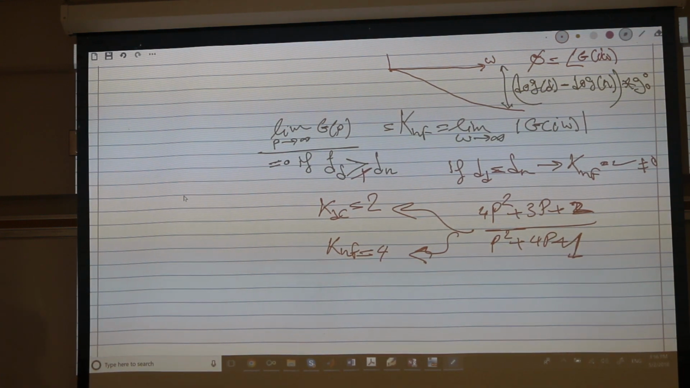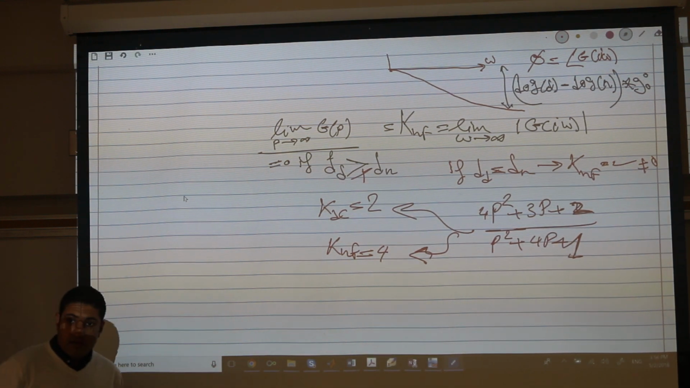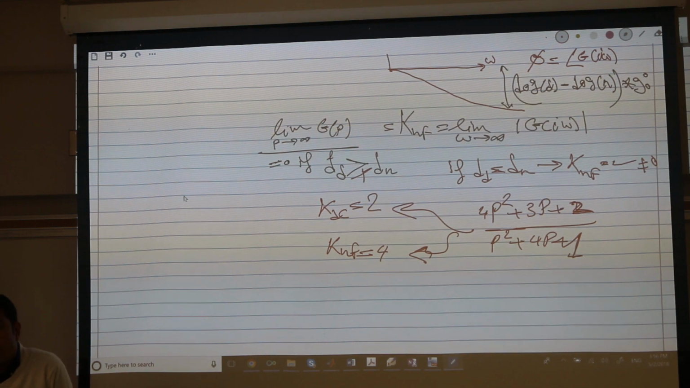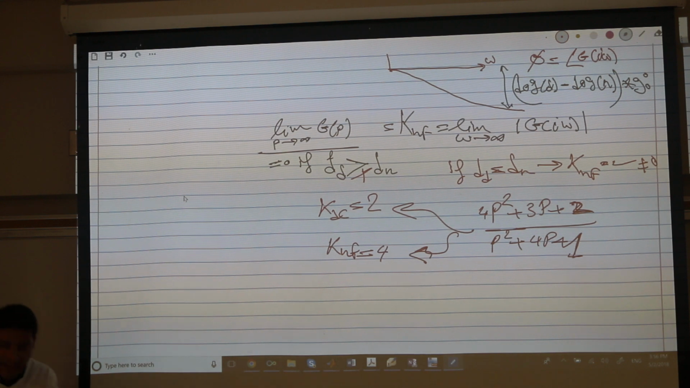Yes, Joseph? In the example you're talking about, with elevator to normal acceleration, does that model the inertia of the airplane? Yep. That's interesting.